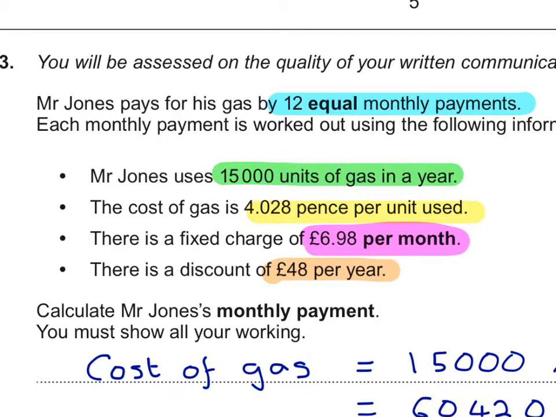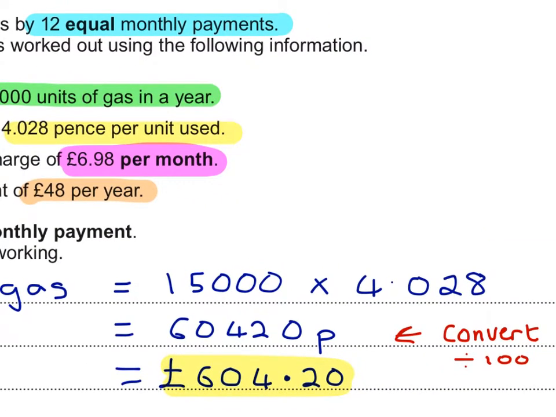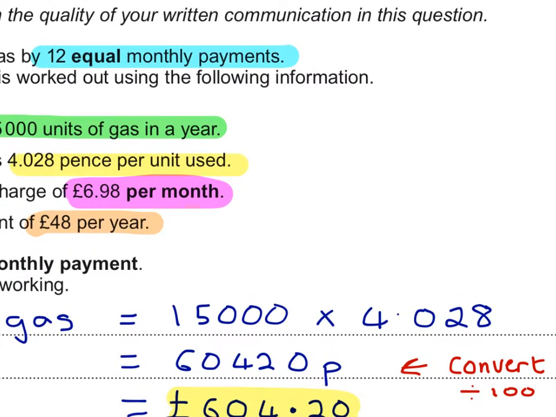Okay? So what I did first, I said the cost of the gas. So if we just used 1 unit of gas in a year, we just spend 4.028 pence for that. If we had 2, we'd have 2 lots of it, 3, we'd have 3 lots of it. Altogether, we've used 15,000. So what we do is we multiply 15,000 by 4.028. And that gives us an answer of 60,420.